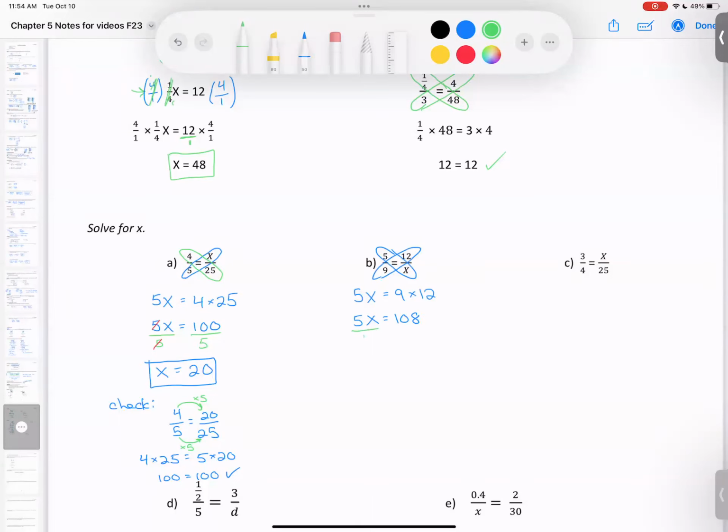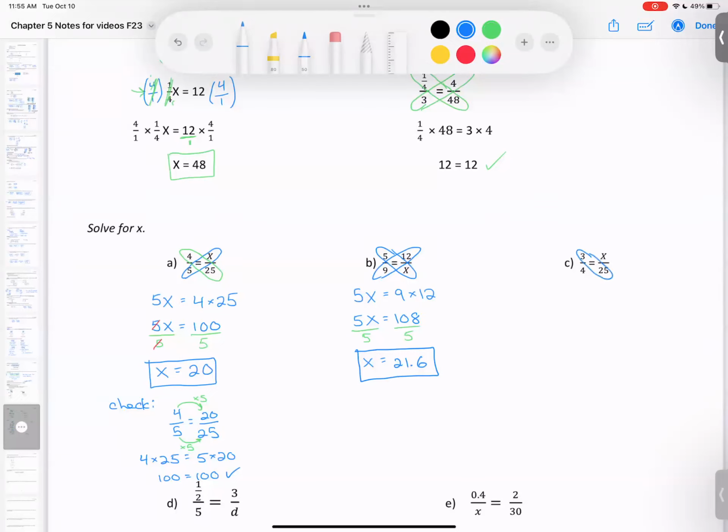So I'm going to divide by my coefficient. I'm going to divide by that 5. And that's going to give me x equals 108 divided by 5. And 108 divided by 5 gives me 21.6. So your answer here is a decimal. Okay, and let's do another.